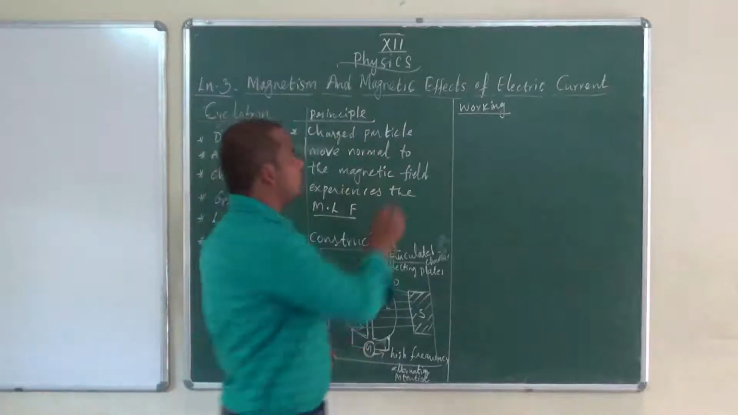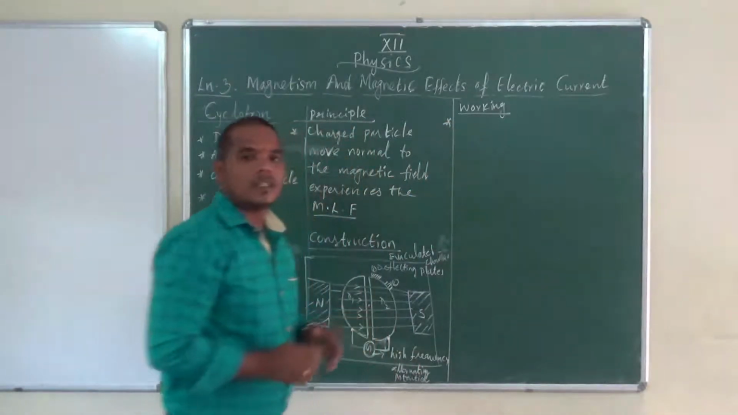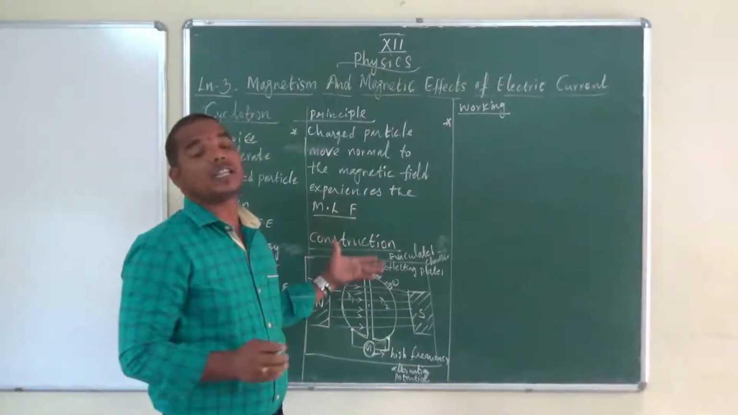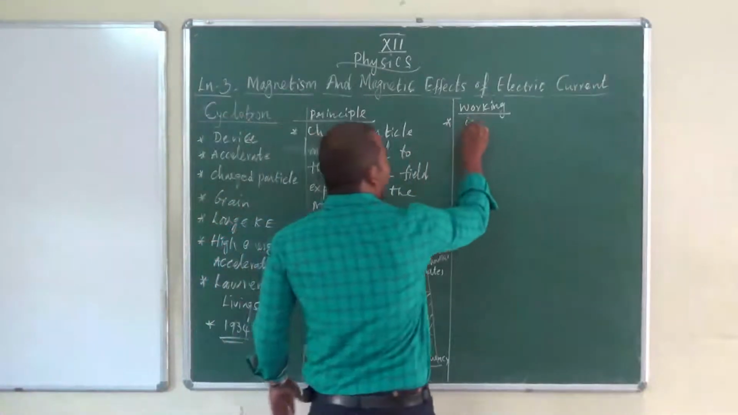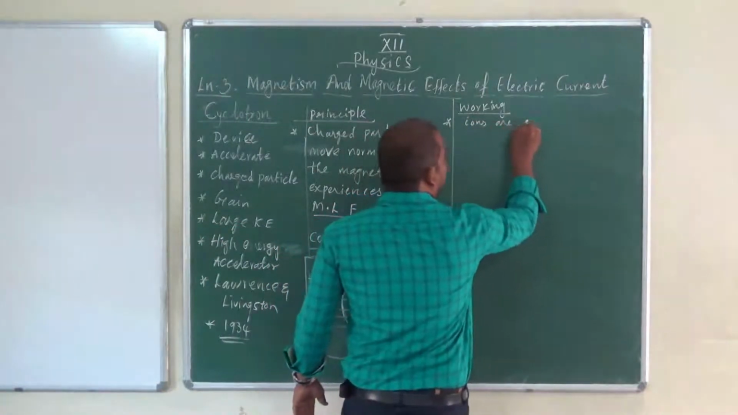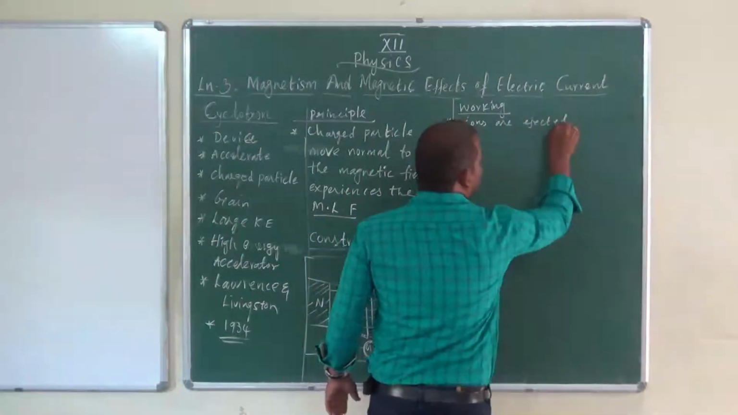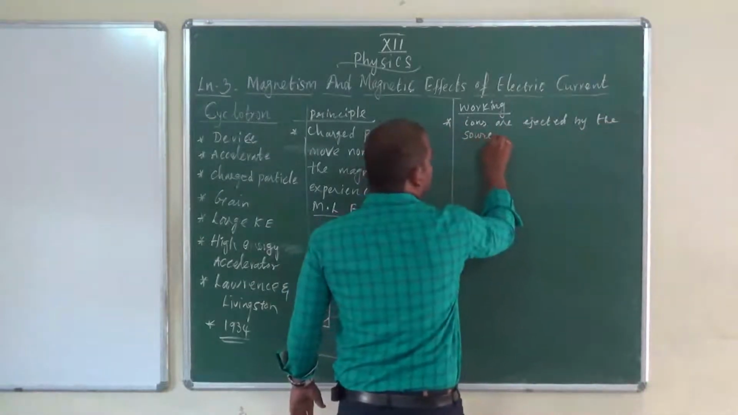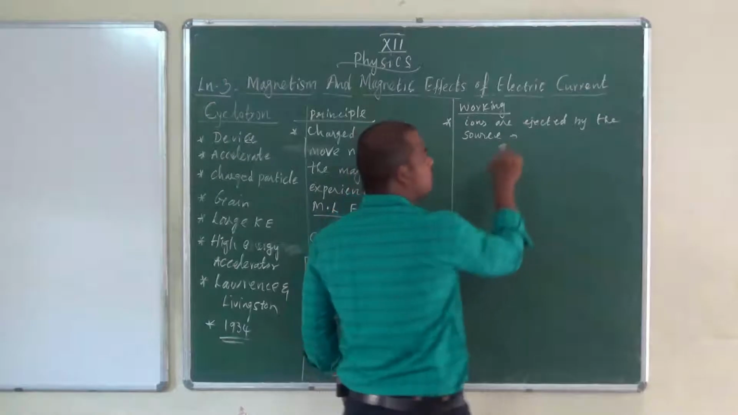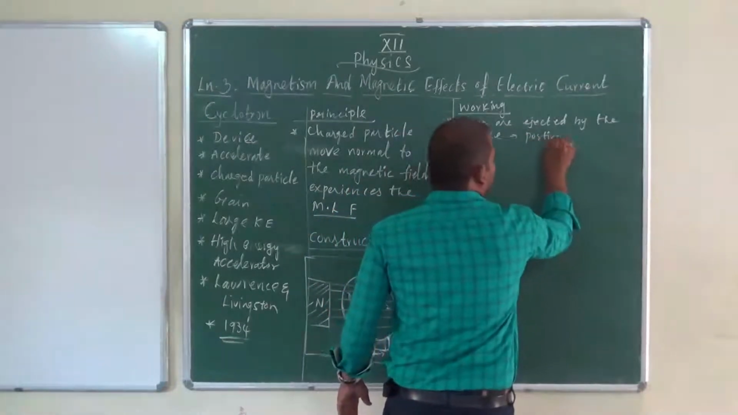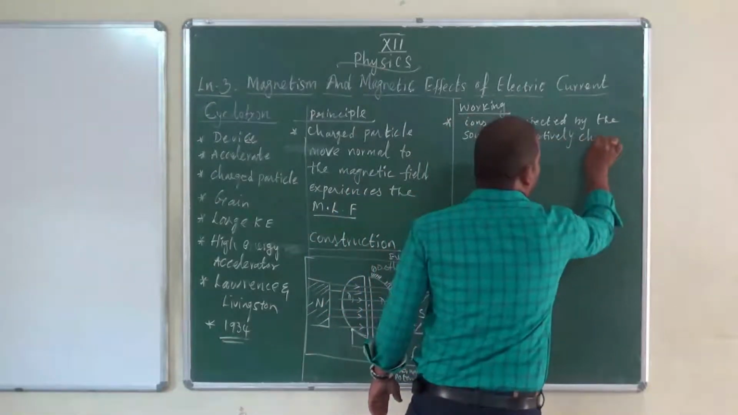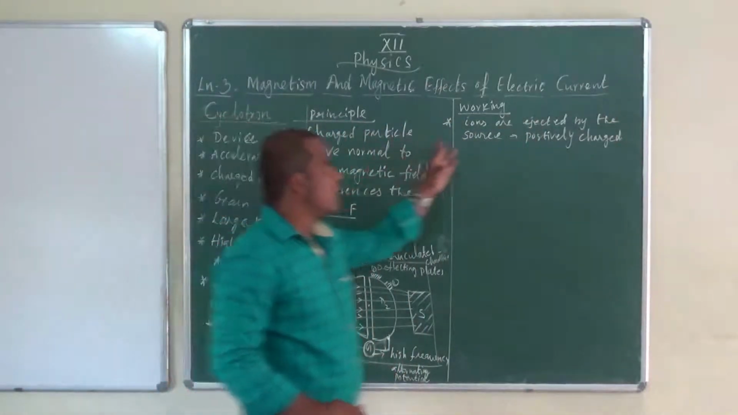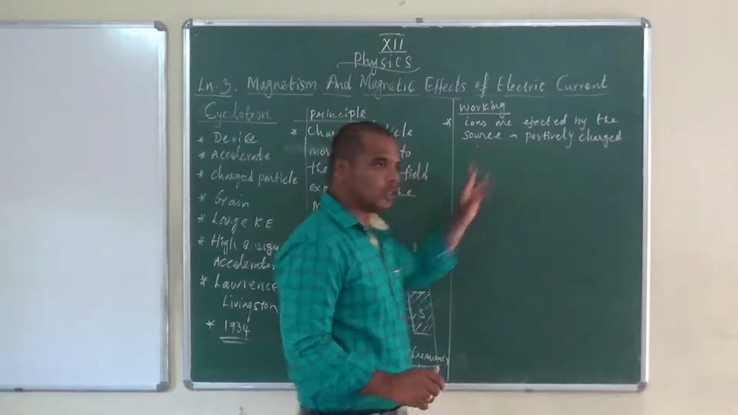We have to assume that the ion is ejected. Here the ions, or particles, are ejected by the source. The source is positively charged. Assume ions are ejected by the source.